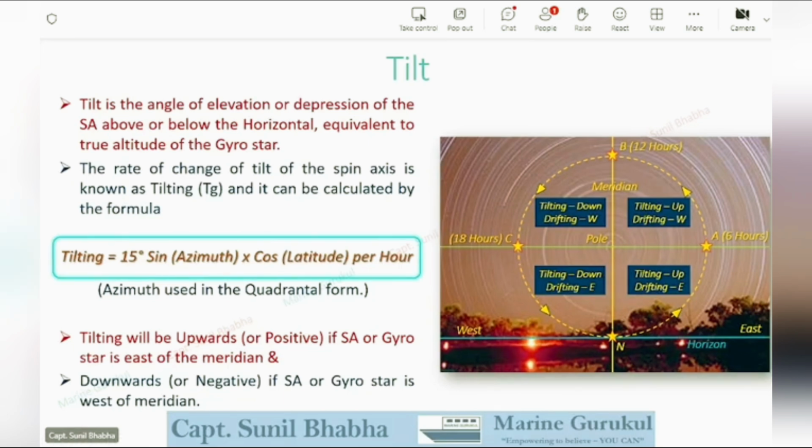Now this is a very, very important formula and will help us in understanding converting a free gyro into a gyro compass.